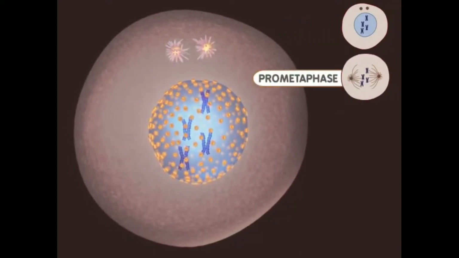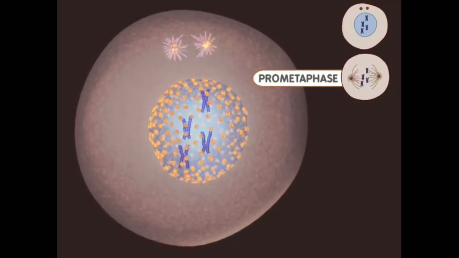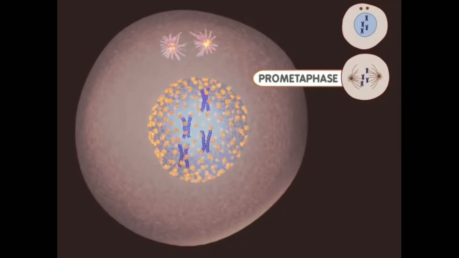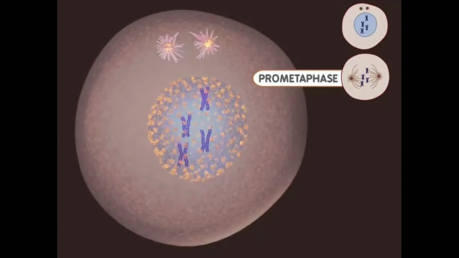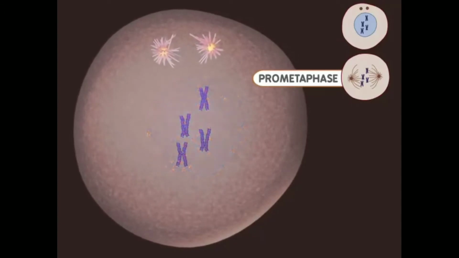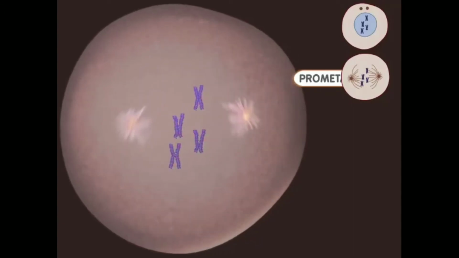Metaphase. Nuclear envelope disappears. When the nuclear envelope disappears, the mitotic apparatus is organized.